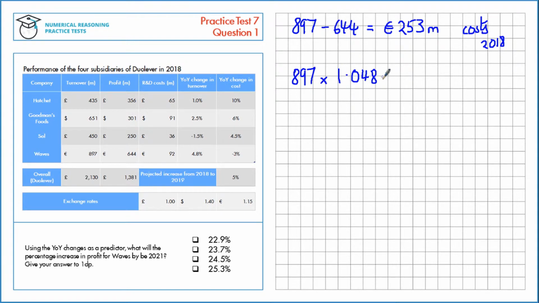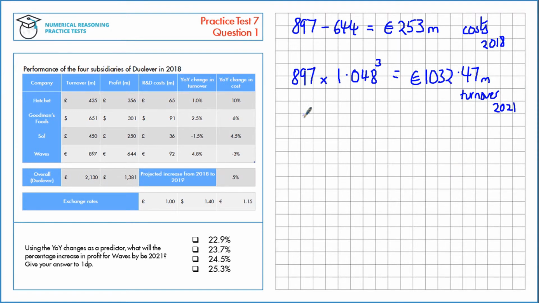If we increase it by this once, that's for 1 year, that'd leave us in 2019. We want to go to 2021, so we do it 3 times. It's the same as cubing the multiplier. That leaves us with 1032.47. That's in million euros. That's turnover in 2021. And we'll use that later on.